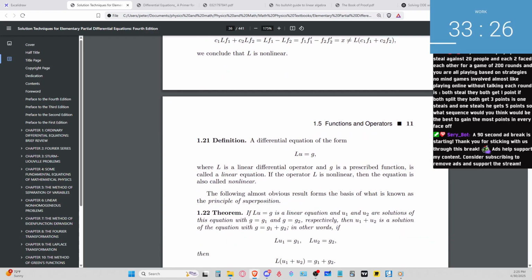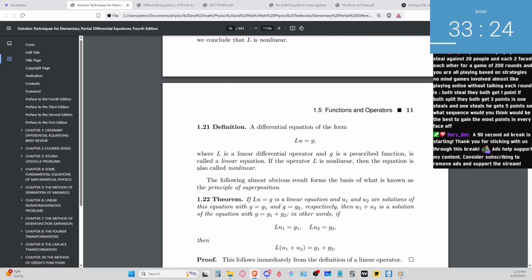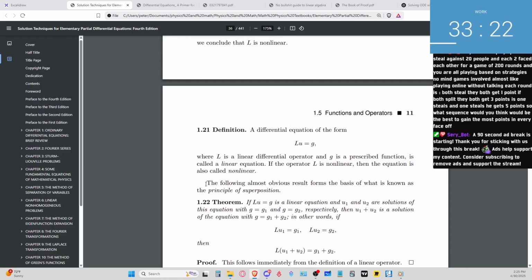Okay, so this one is a little bit more abstract. I have not handled proofs yet. This probably doesn't have anything to do with proofs, but at the same time, wow, this is getting into more of the abstract stuff.